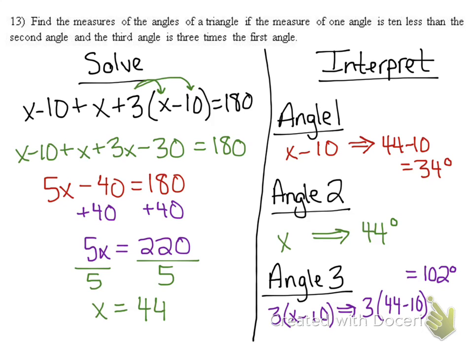And you can always double check by adding those angles up to find out that they do in fact add up to 180 degrees. The important part of the interpret step is to make sure that you explain the meaning of your answer and to make sure that you answer all parts of the question. Our end result was not just to solve for x, it was to make sure that we got values for all 3 angle measures.